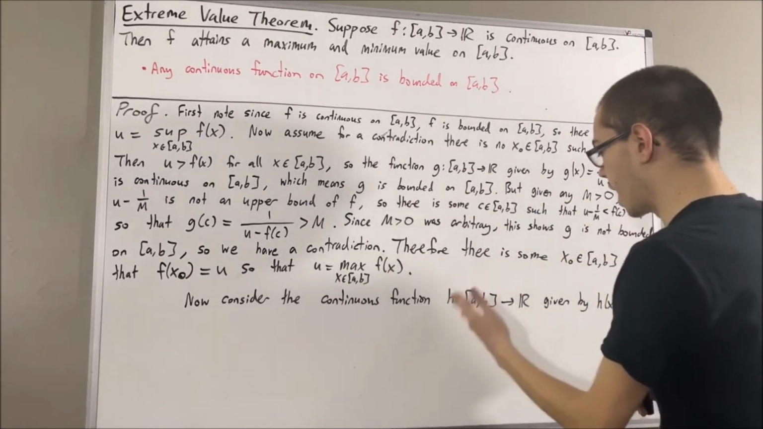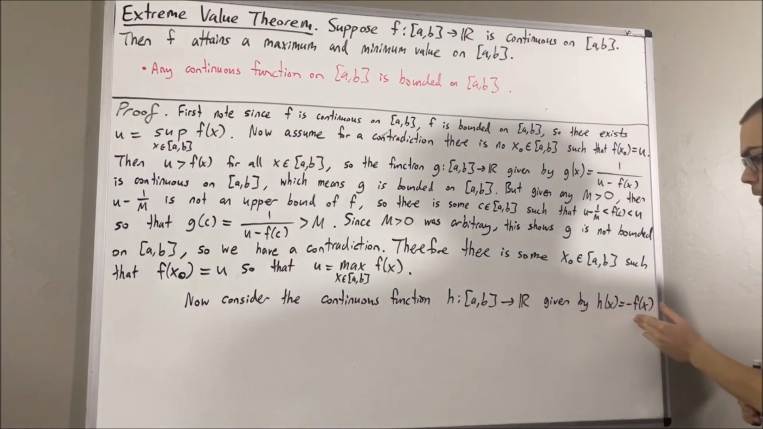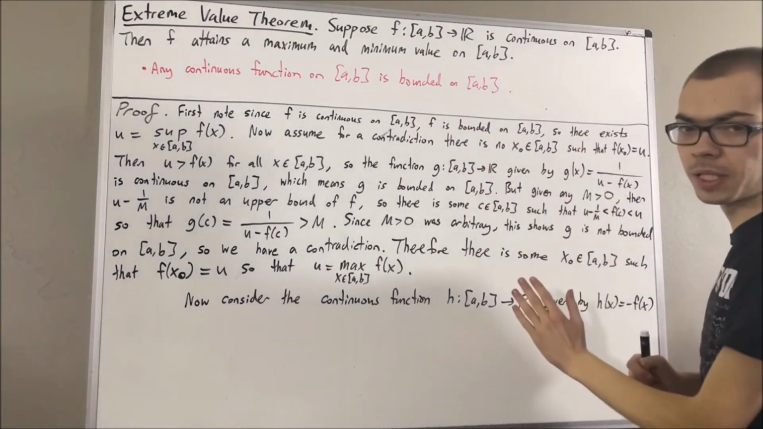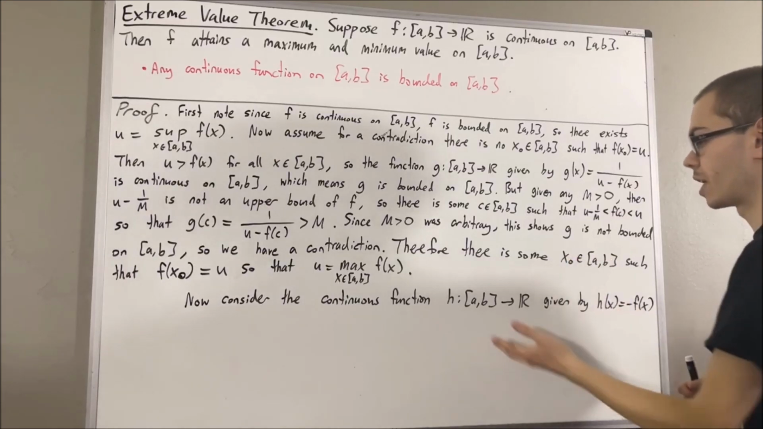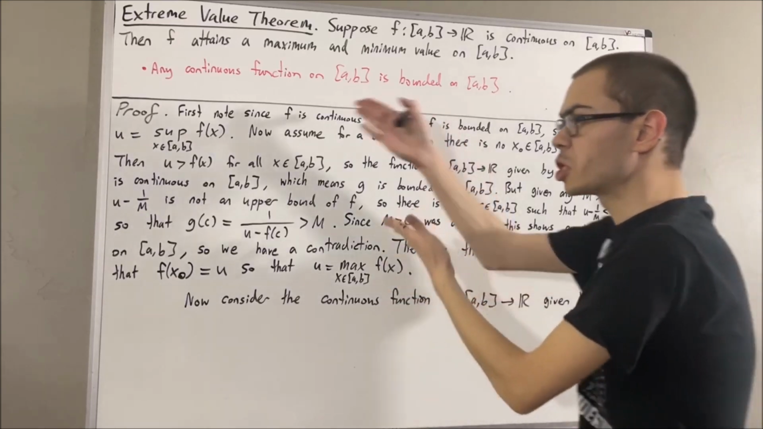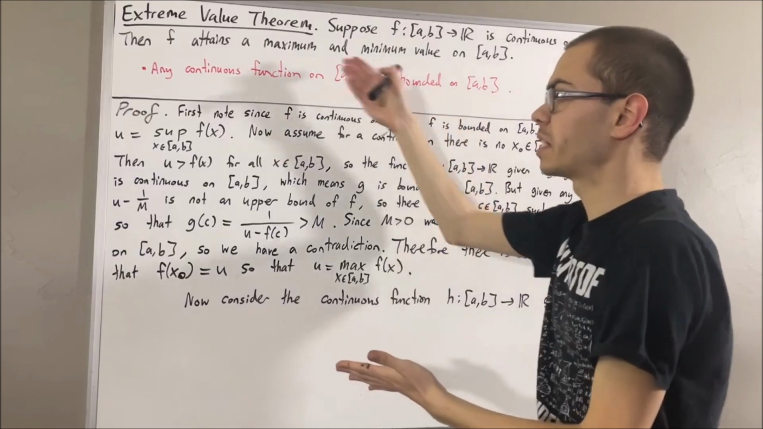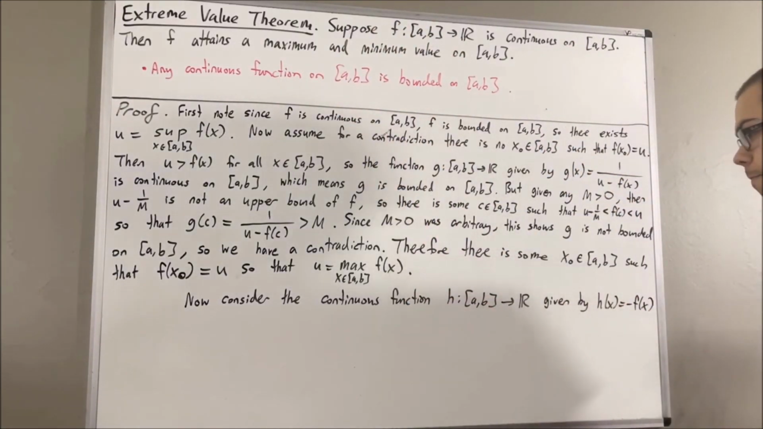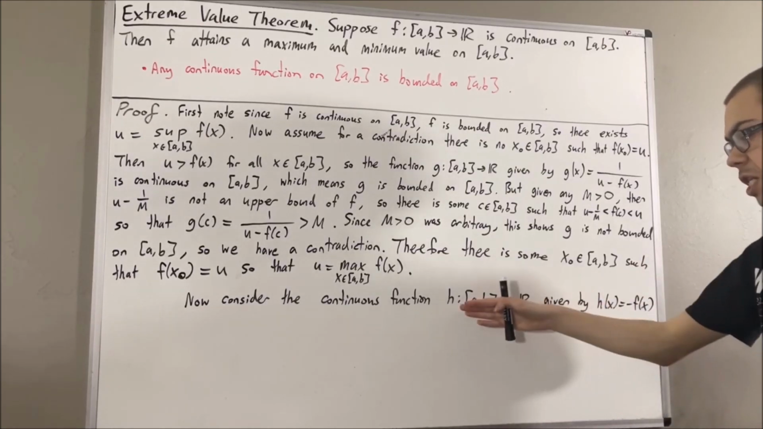We consider the function h from a, b to R given by h of x equals negative f of x. Now, since f is continuous on a, b, well then its negative is also continuous on a, b. So that's how we know h is continuous. And since h is continuous, well, we've just shown for any continuous function on a, b, it must attain a maximum value. So we know that h attains a maximum value. And we're going to let v be the maximum value of h.